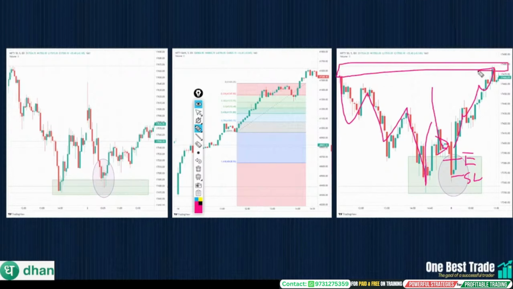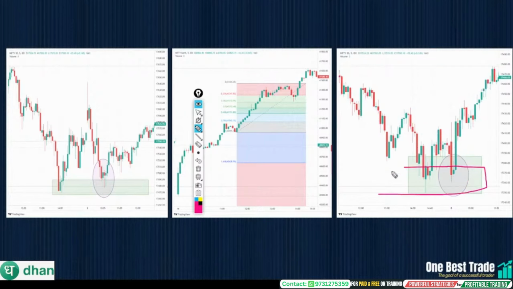PDL means previous day low. PDC means previous day close. So these are all important institutional levels where they will initiate some big positions. That's all. The right reason is obviously, most of you gave the right answer. The right answer is PDL and also demand zone.